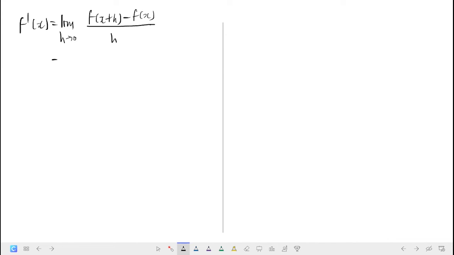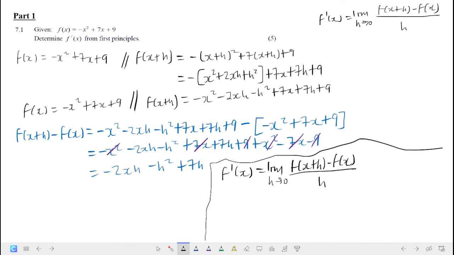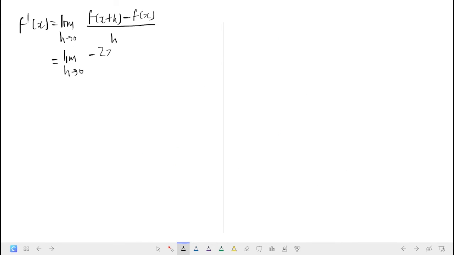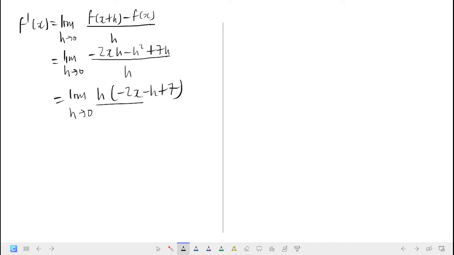Now, we've already calculated what is f of x plus h minus f of x, right? So now what you're going to do is we can just substitute that, right? Minus 2xh minus h squared plus 7h all divided by h. Now from here, the only thing that you're going to do now, what is it? You're just going to take out the common factor, which is h, minus 2x minus h plus 7. Divide that by h, and then this cancels with that, and then you get limit as h approaches 0 of minus 2x minus h plus 7.